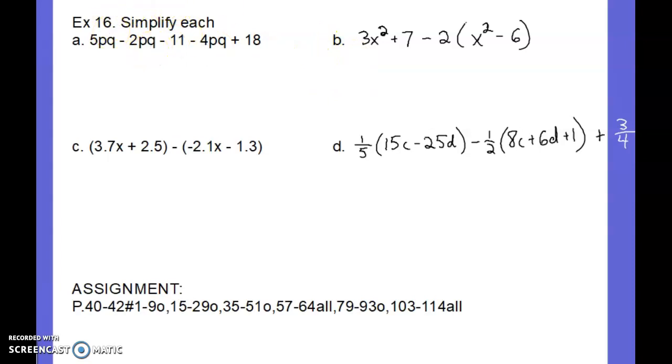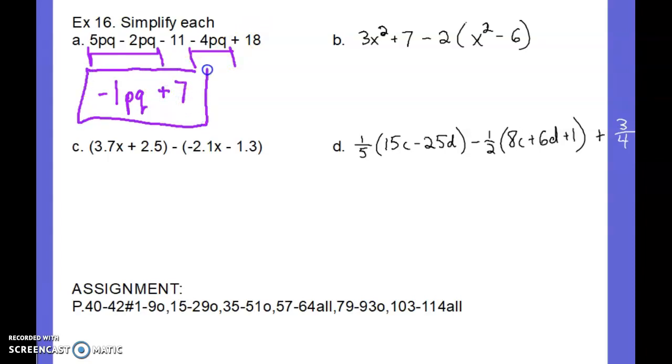So exercise 16 is more of the same thing, where they are asking you to combine like terms. So 5pq, you have to make sure that your variables and their exponents are the same, so you can combine them together. So 5 minus 2 is 3 minus 4 would give you negative 1pq. And then negative 11 plus 18 is 7. And for anybody that's curious, you don't actually have to write negative 1. You can just write negative PQ if you'd like.